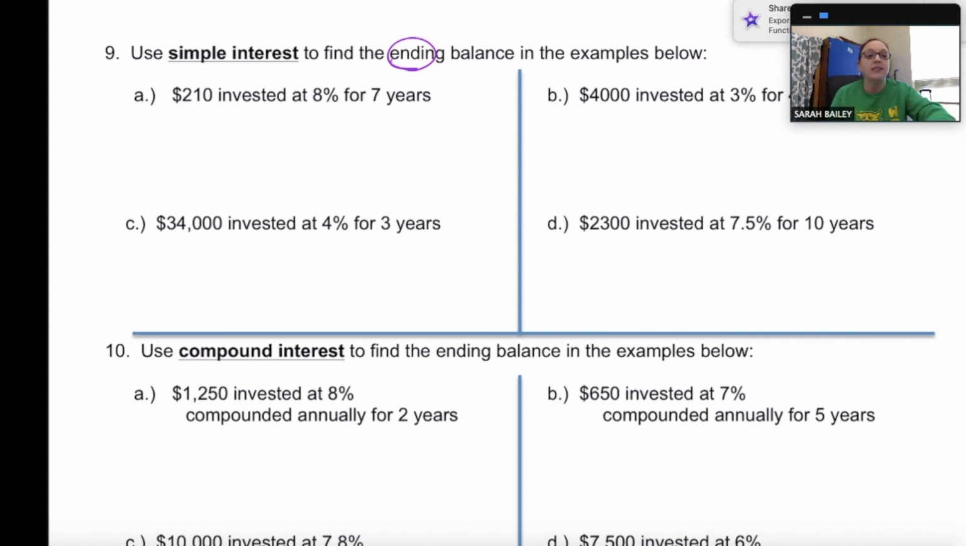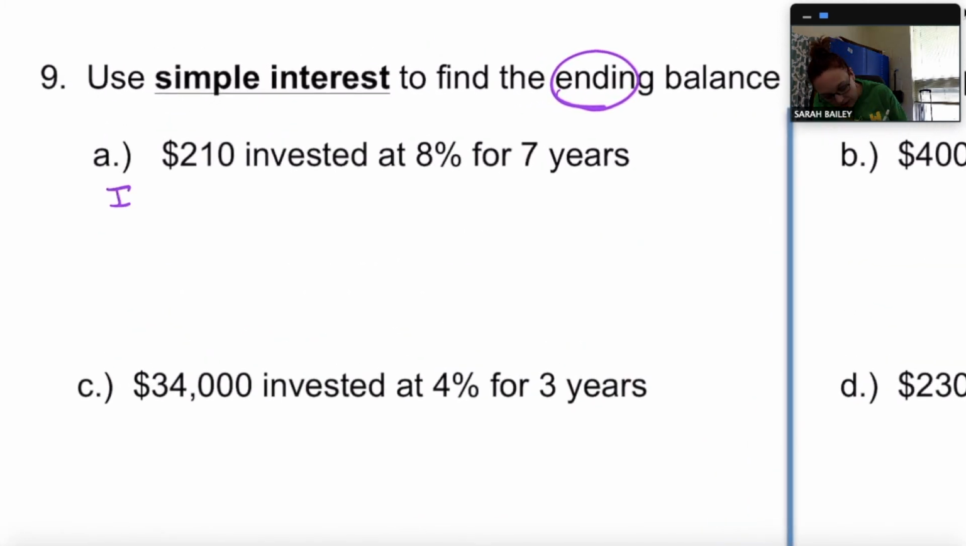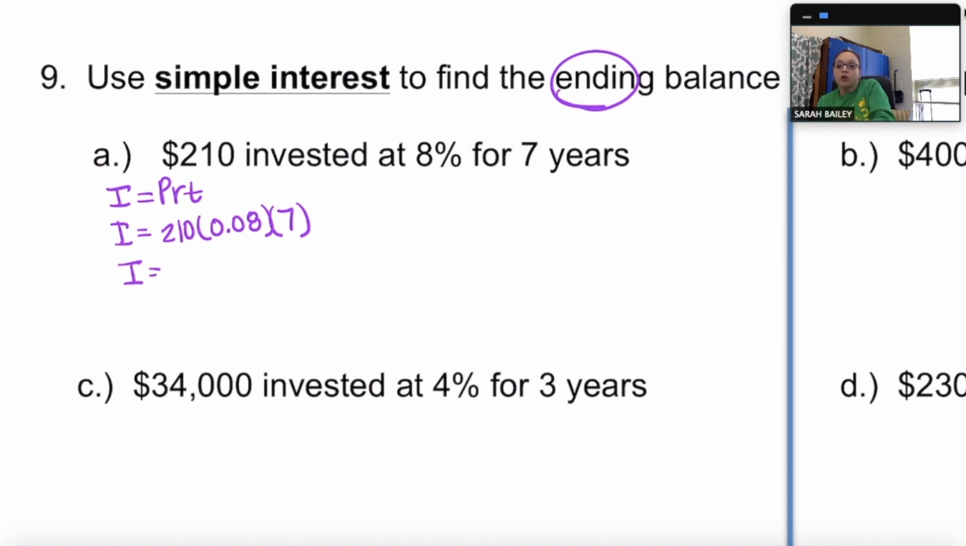For A, we've got $210 invested at 8% for 7 years. So I'm going to write I equals PRT to find the interest. So that's going to be 210 times 8%, so that's 0.08, times 7. And remember, we're talking about money here. So in my calculator, I'm going to type 210 times 0.08 times 7, and I get 117.6, but we're talking about money, so $117.60. That's the interest.